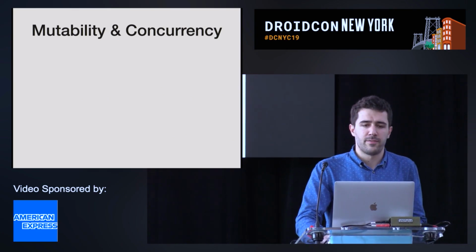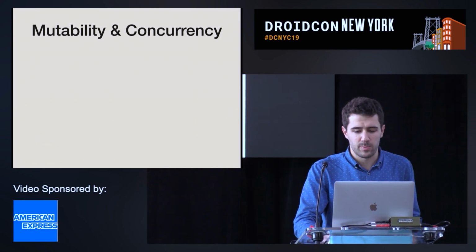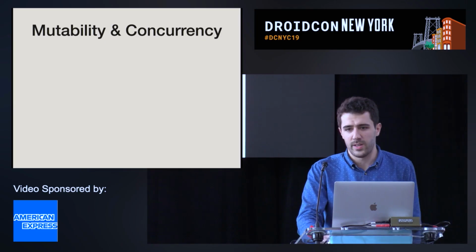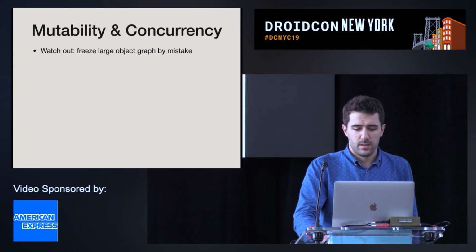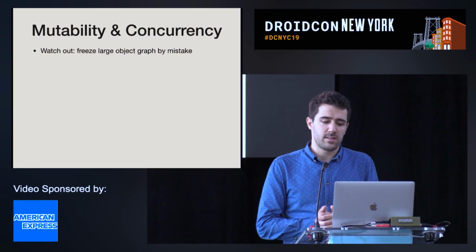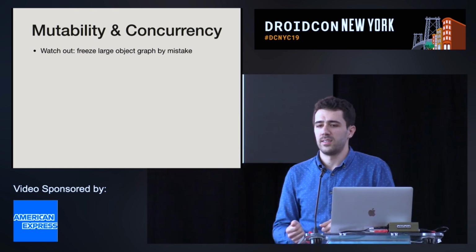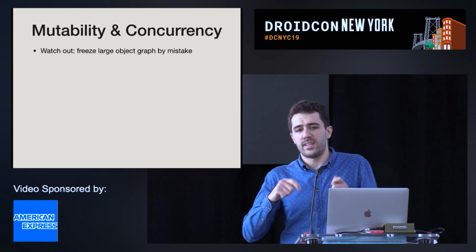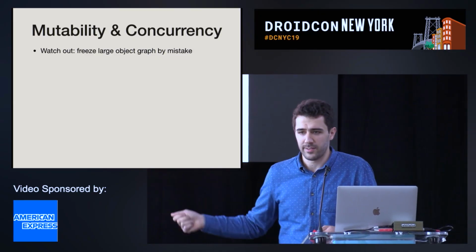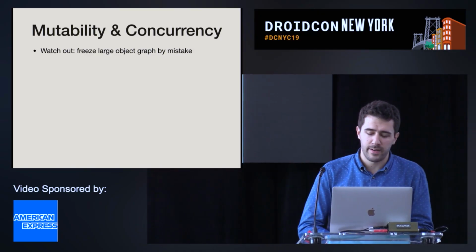So some other things to note about freeze. It's not exactly a silver bullet. There are definitely ways you can get into weird situations with that as well. It's actually not super hard to freeze large object graphs by mistake. And that's because of something I haven't told you yet, which is when you freeze an object, not only do you freeze that object, you freeze everything that object references recursively. So something to be aware of.